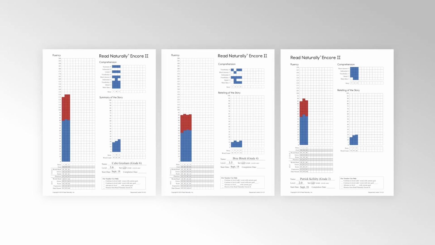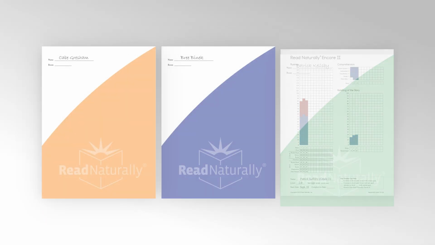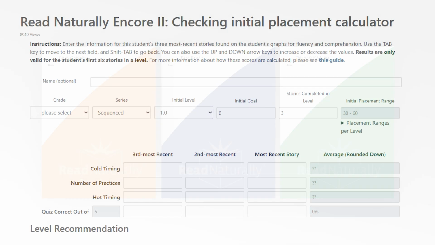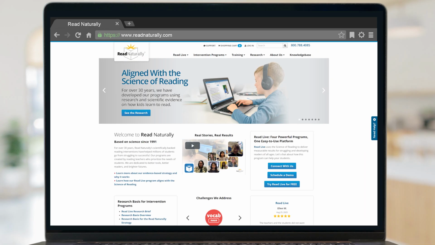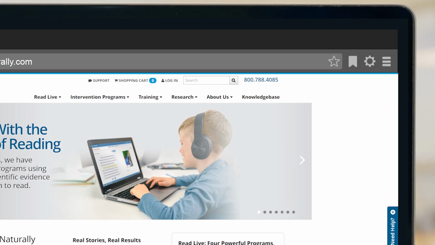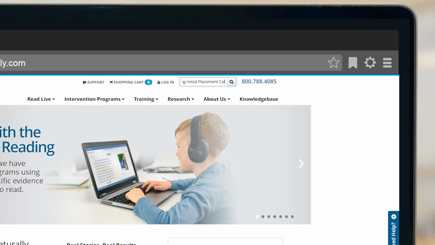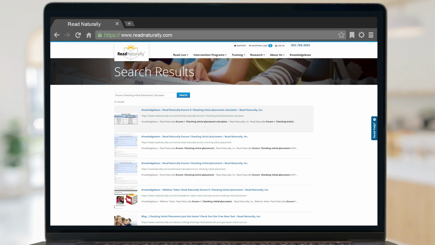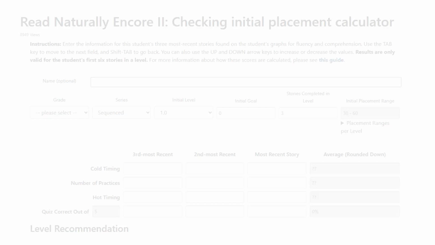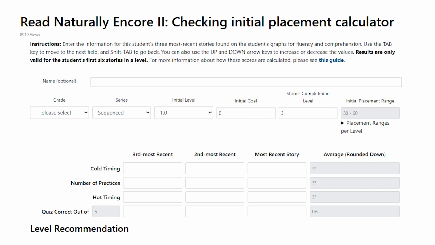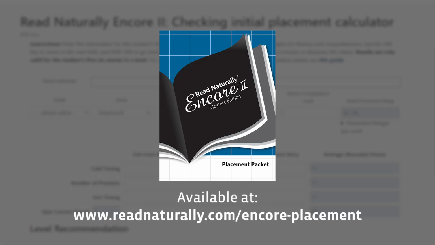To begin, Ms. Wells collects her students' folders with their fluency and comprehension graphs. Then, she opens the Read Naturally Encore Checking Initial Placement Calculator on the Read Naturally website. To get to the calculator, Ms. Wells goes to readnaturally.com, searches for Encore Checking Initial Placement Calculator, and then clicks the link to the calculator. The calculator makes it easy to check initial placement for students using Encore. You can also check initial placement manually using the instructions in the placement packet.